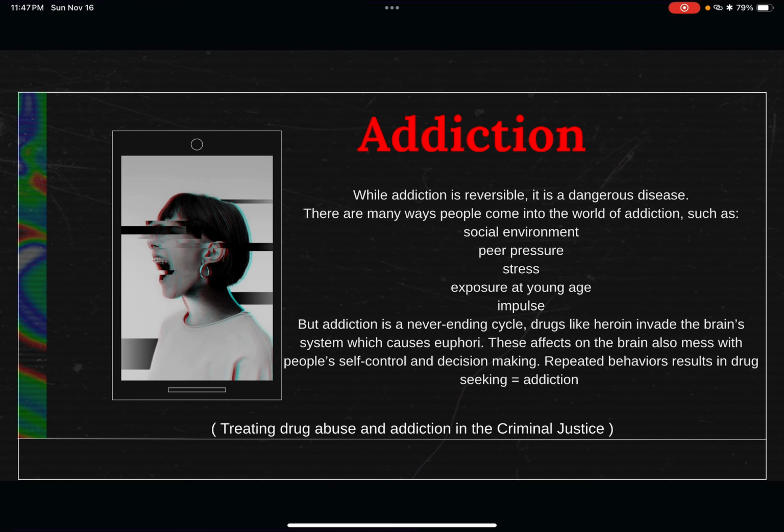The way people can become addicted to anything, but especially heroin, can be peer pressure, the stress or trauma of something you're going through, or exposure at a young age, such as generations being passed down in a household. While addiction is a never-ending cycle, heroin specifically invades the brain, which can cause euphoria. These effects can mess with people's self-control and decision-making. But overall, repeating these behaviors or even seeking higher doses of the drug is addiction.